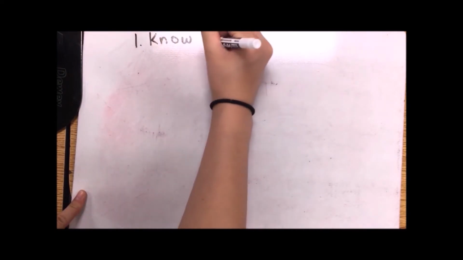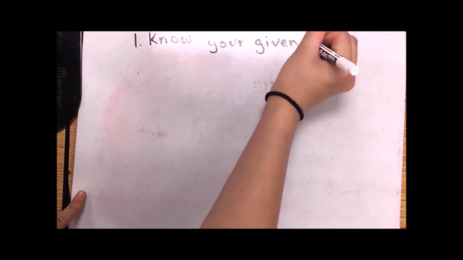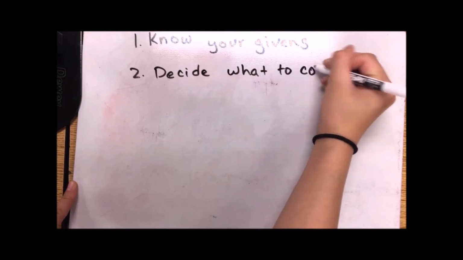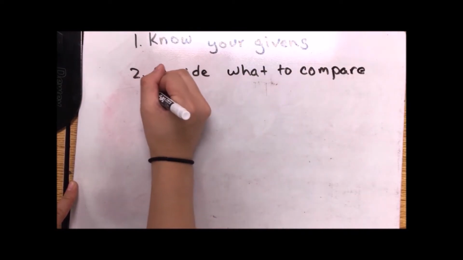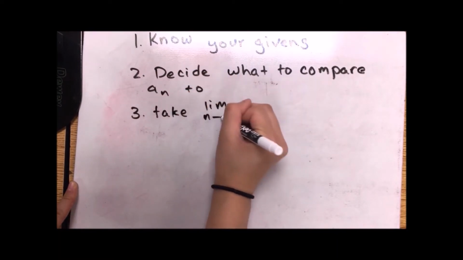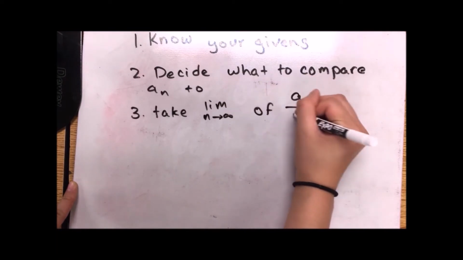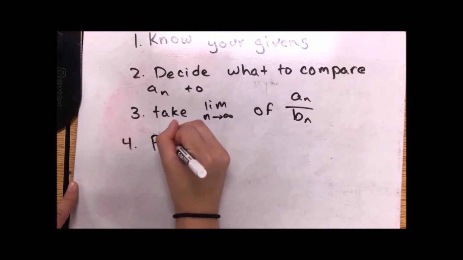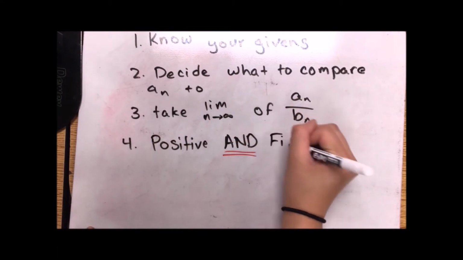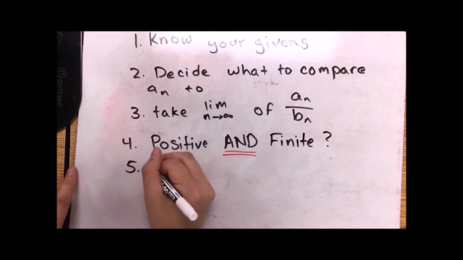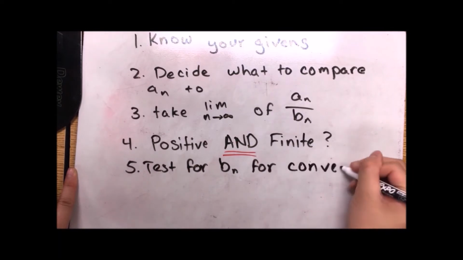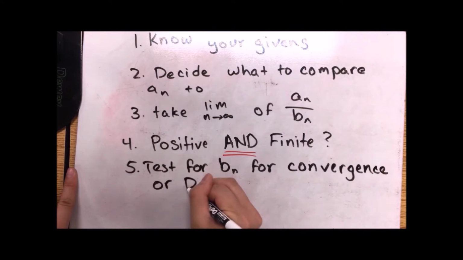So basically, the steps are: Number 1, know your givens. Number 2, decide what to compare a of n to. Number 3, take the limit as n approaches infinity of a of n over b of n. Number 4, find if L is positive and finite. Number 5, test b of n for convergence or divergence. And number 6 is to find your answer.